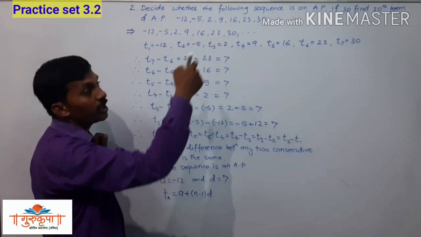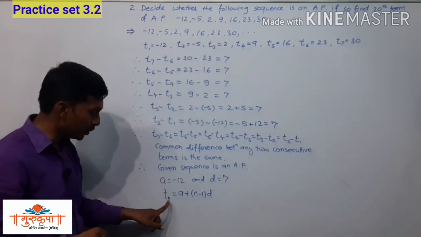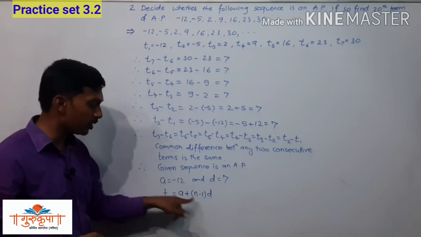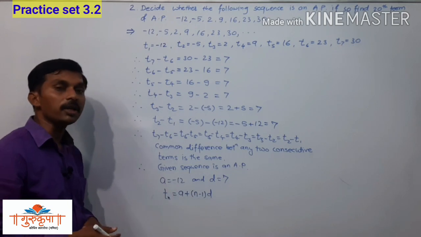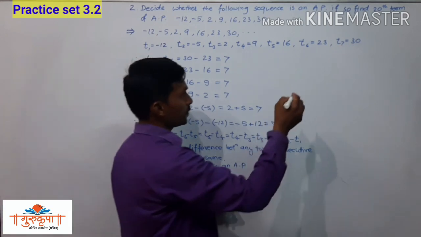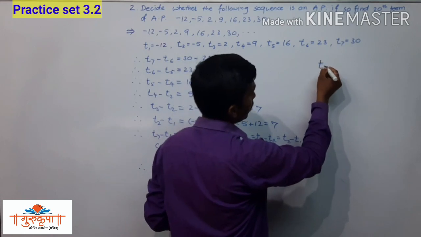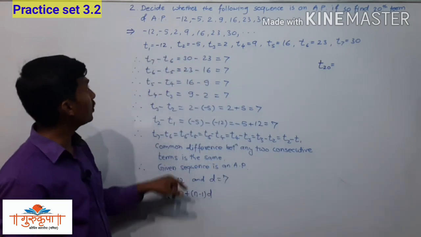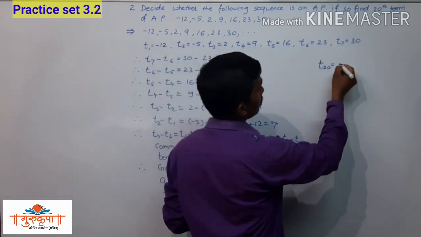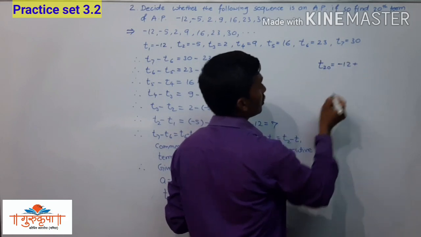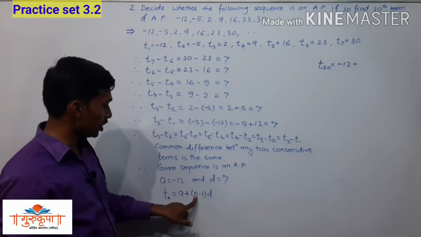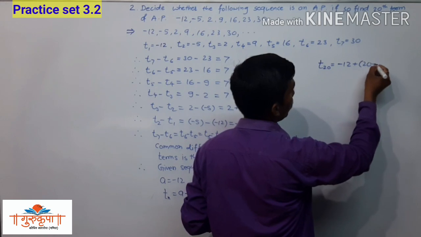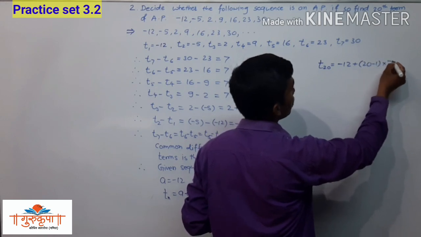And now here we have to find the 20th term. It means that in place of n, we have to write 20, and we will get the 20th term of that AP. So here we will write T20 is equal to, in place of A we write minus 12, plus n minus 1. What is n? n is 20. So 20 minus 1, multiplied by the value of D, which is 7.